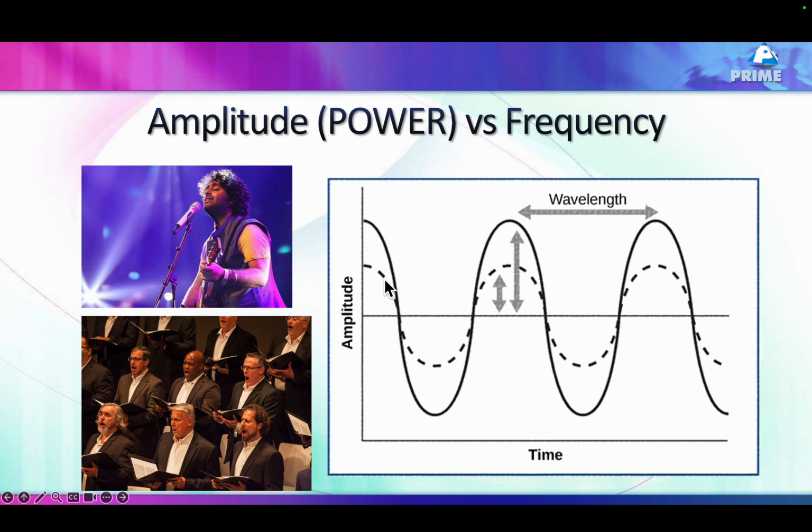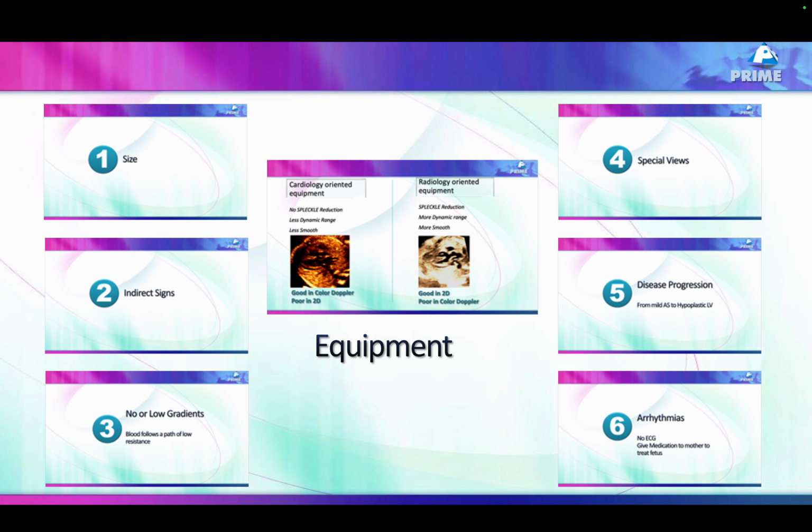So again, the number of RBCs. Let's say a single singer is singing, but the frequency is the same. So that's the frequency a single singer is singing. And then there are multiple singers, like I told you, the number of RBCs which are traveling, giving you that same frequency, but the amplitude is more. Now, if you base yourself on the frequency, you would miss. But if you base your technique on amplitude, even a low or slow moving blood would give you good signals. So that's very useful in fetal echo.